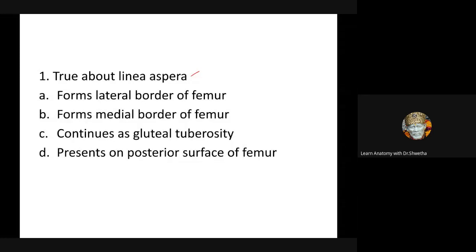True about linea aspera. It forms the lateral border. It forms the medial border. Continues as gluteal tuberosity and spiral line on the posterior surface of femur. Option D, I will tell you. It forms a lateral border? No, because medial and lateral border are not defined at all. Which border was defined? The posterior border was defined. Where was the posterior border? It was in the linea aspera, right? So option A is wrong. Option B is wrong.